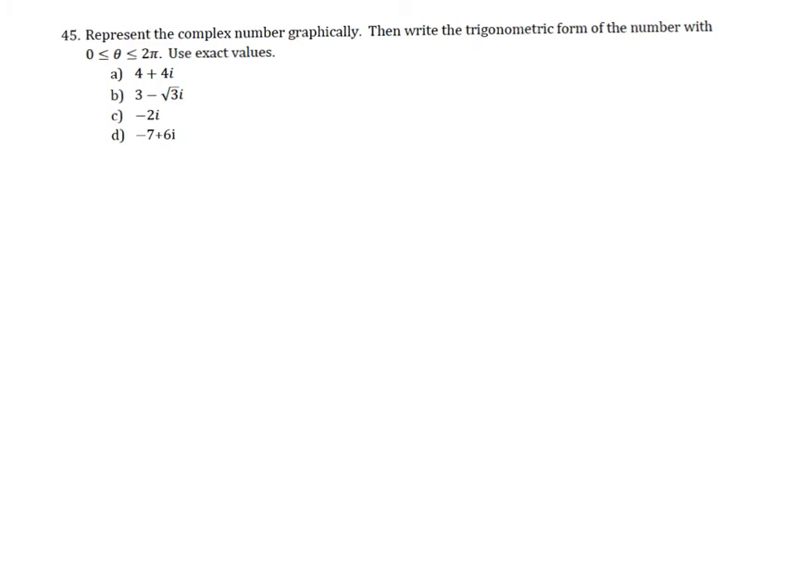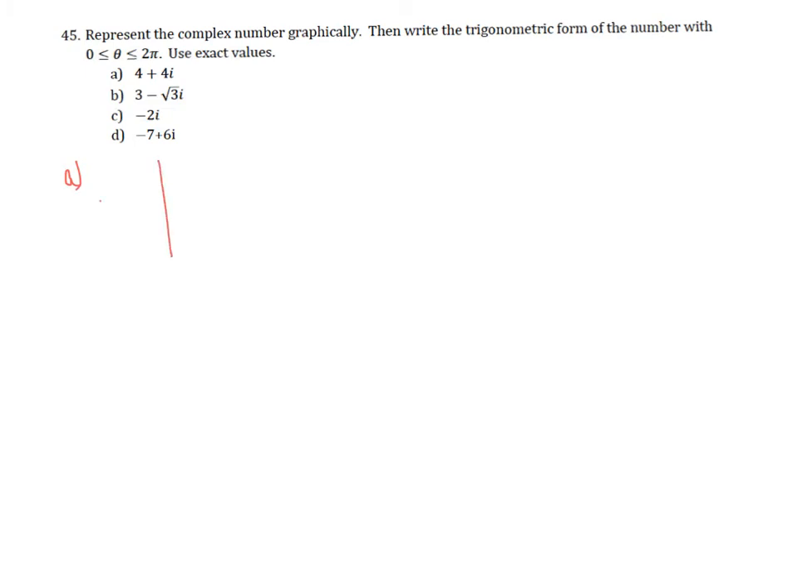We are going to represent the complex numbers graphically using vectors. We're going to write the trigonometric form of the number, and we're assuming that we're somewhere in the first flip around our unit circle. Okay, so let's start with A.